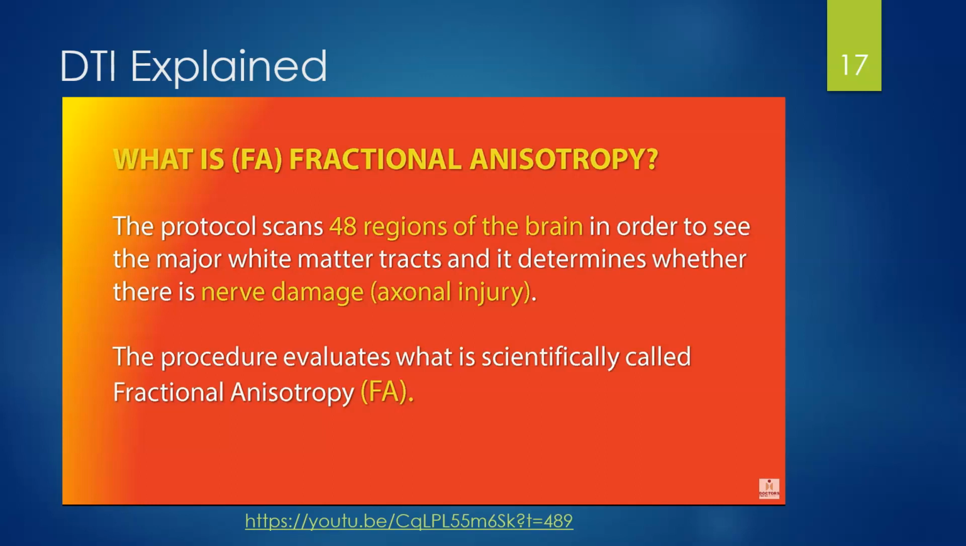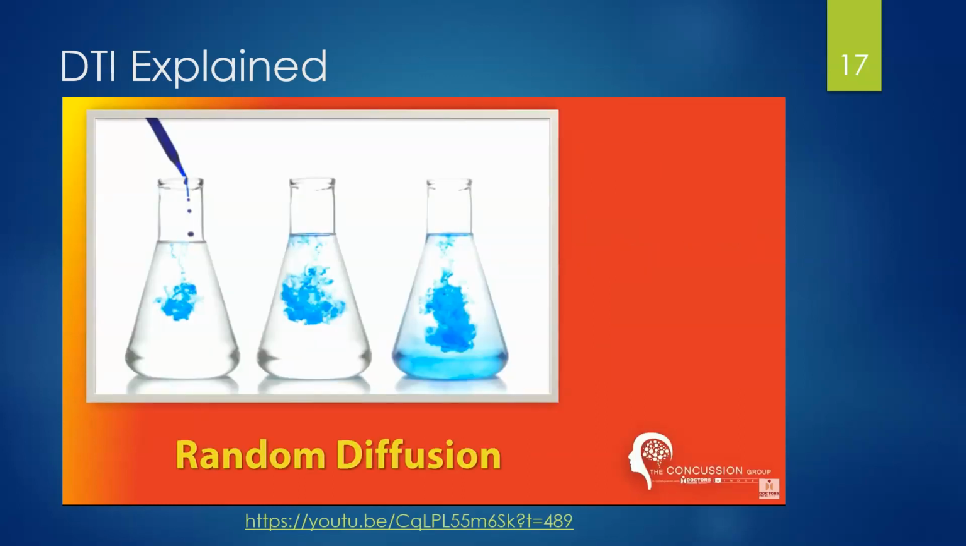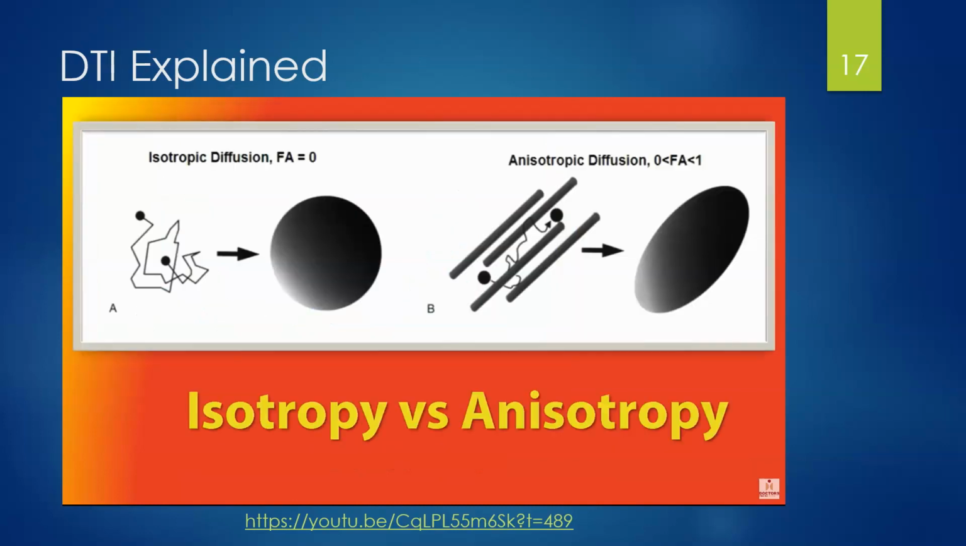What we do is evaluate what is scientifically called fractional anisotropy, or FA. So remember the term FA. So the main term that we are using is diffusion. That's the first word of diffusion tensor imaging. I'll explain it to you by showing you how a drop of ink into water diffuses. You can all see this right in front of you right now. That's diffusion. And it's random.